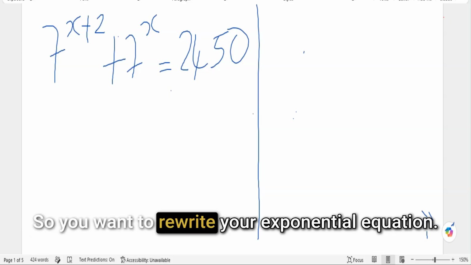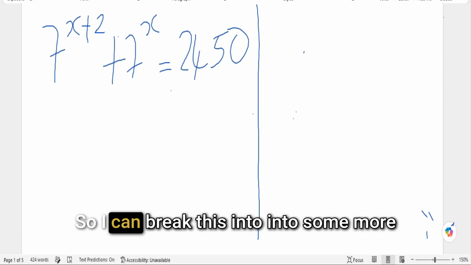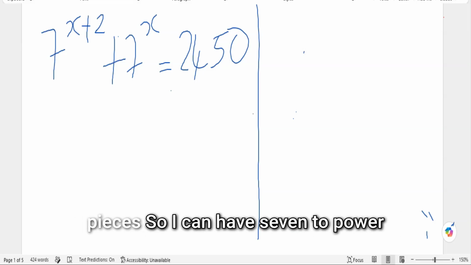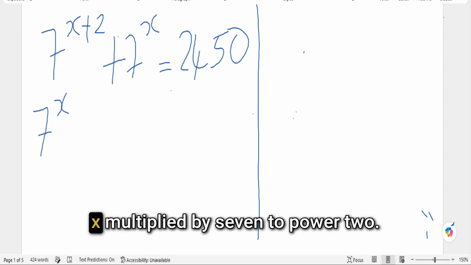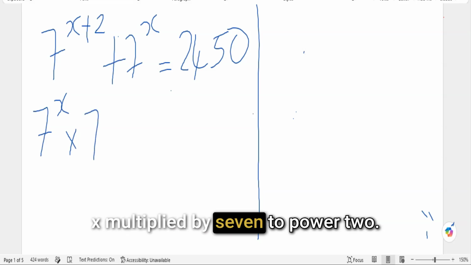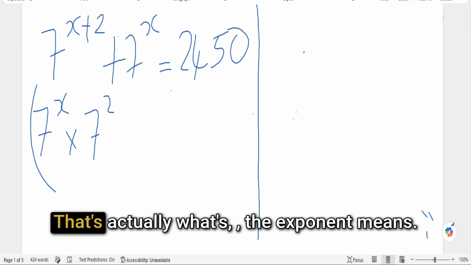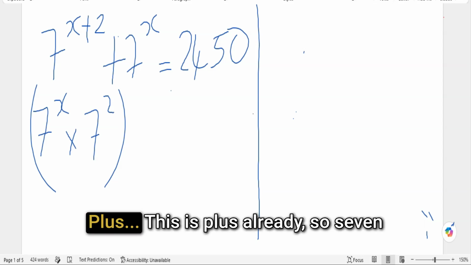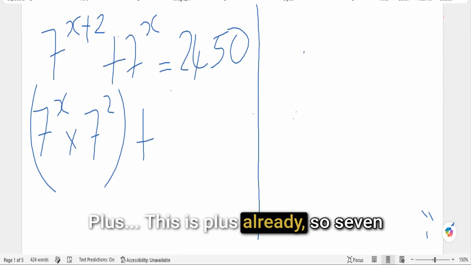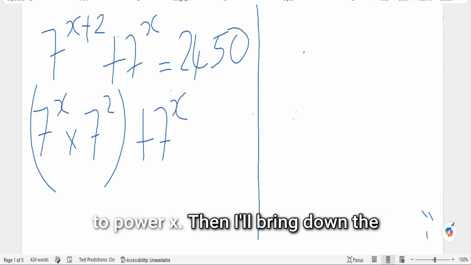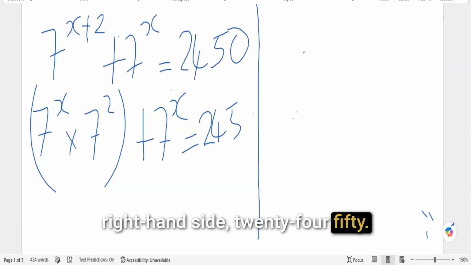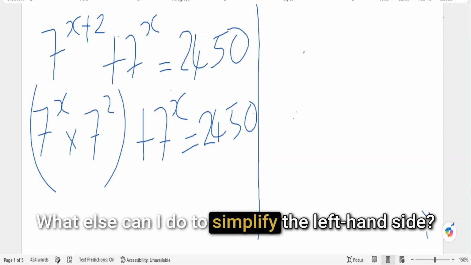Whenever there are variables on the exponents, it's an exponential equation. So you want to rewrite your exponential equation. I can break this into some more pieces. So I can have 7 to the power x multiplied by 7 to the power 2. That's actually what the exponent means. Plus, this is plus already, so 7 to the power x. Then I'll bring down the right-hand side, 2450.